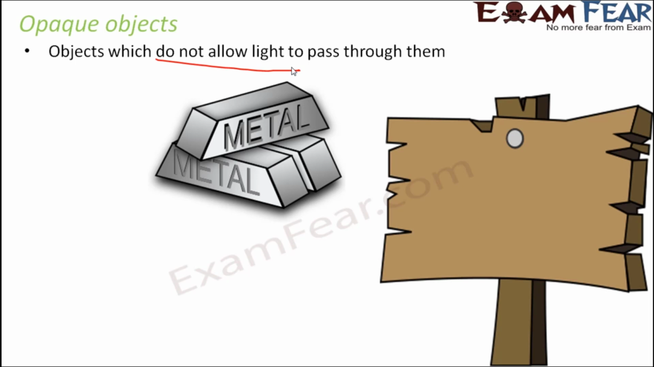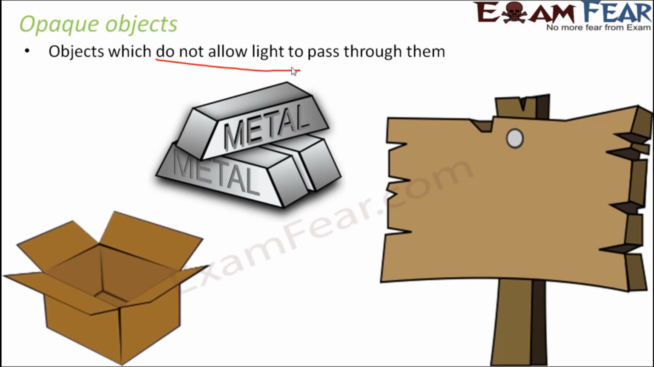Similarly, if you have a metal door, a wooden door, you cannot see anything which is present on the other side. So these are examples of opaque objects. Think of this cardboard box: anything which is there inside the cardboard box, if the cardboard box is closed, you will not know what's there inside.